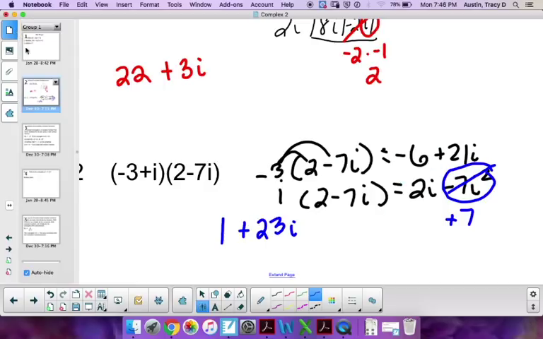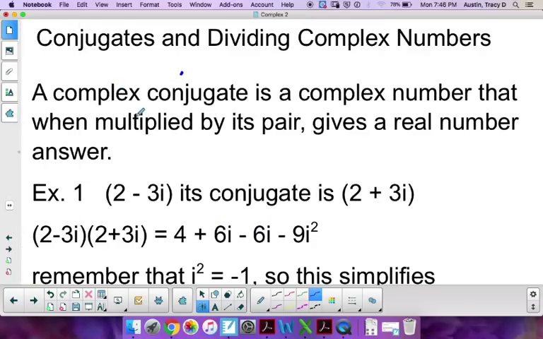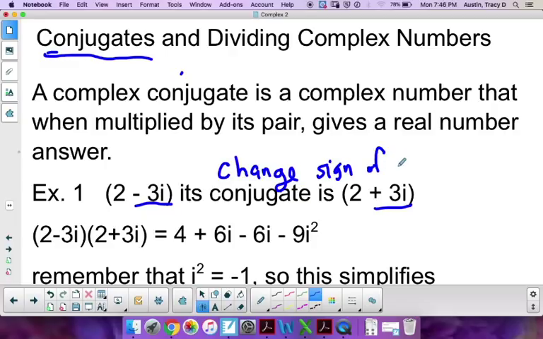So let's keep going. As I stated, we don't really divide. We multiply by the conjugate. Well, we need to remember what a conjugate is. When you're talking about a complex number, the conjugate changes the sign of just the imaginary part. You don't touch the real part of the number. It doesn't change at all.